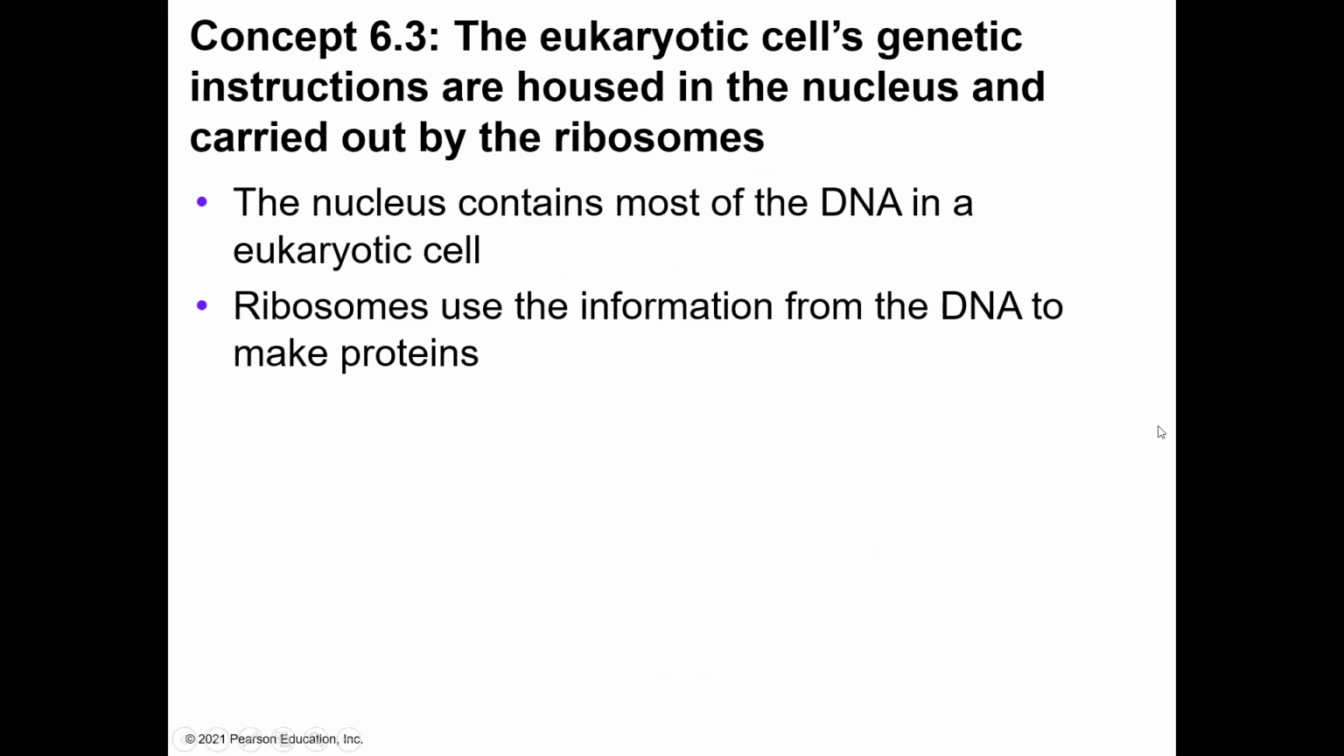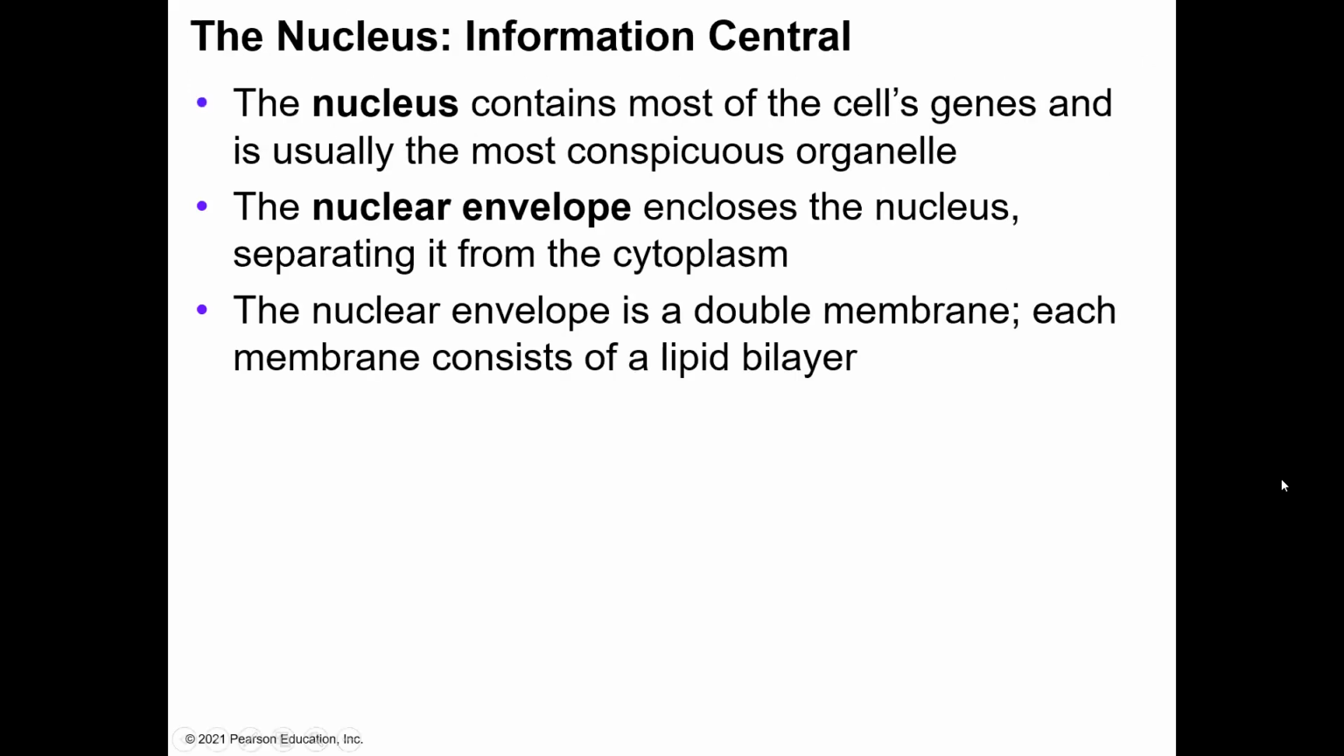The first thing we're going to talk about in this video is the nucleus. The eukaryotic cell's genetic instructions are housed in the nucleus, and the reading of those instructions is carried out by the ribosomes. The nucleus contains most of the DNA in a eukaryotic cell. Surprise, surprise, not all DNA is located within the nucleus, which we'll come to later on. Ribosomes will use that information from the DNA to make proteins.